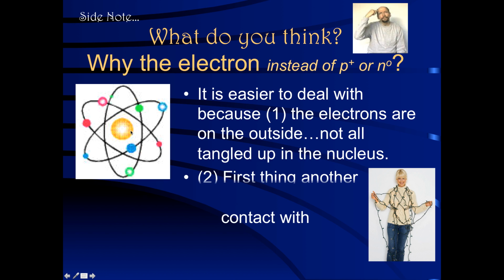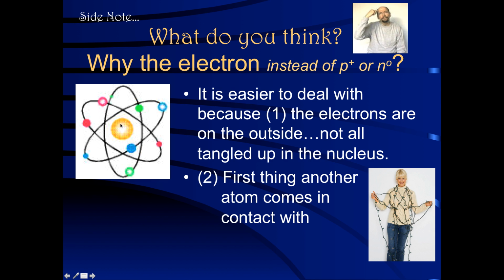So the electrons are on the outside, and then it's the first thing that another atom comes into contact with. So imagine that you had 2 atoms that looked like this. When one atom moves in, the things that are going to interact first are the 2 electron clouds. So then they're going to be able to attract and connect with electron clouds first.